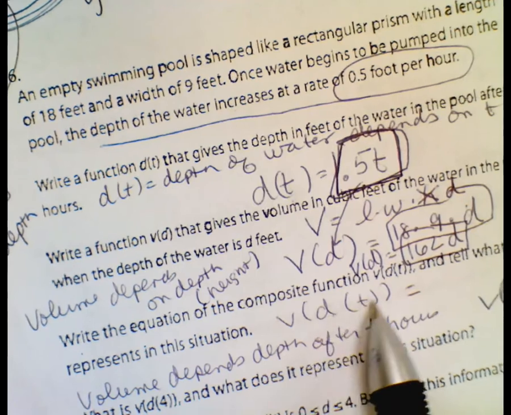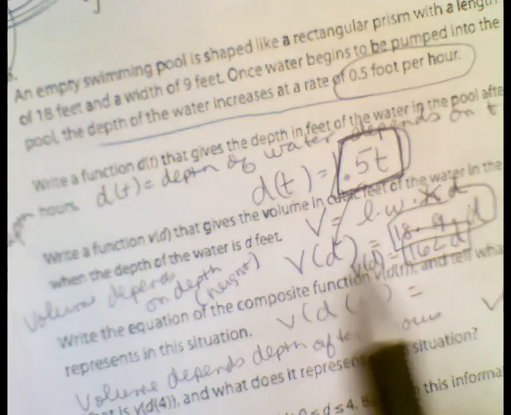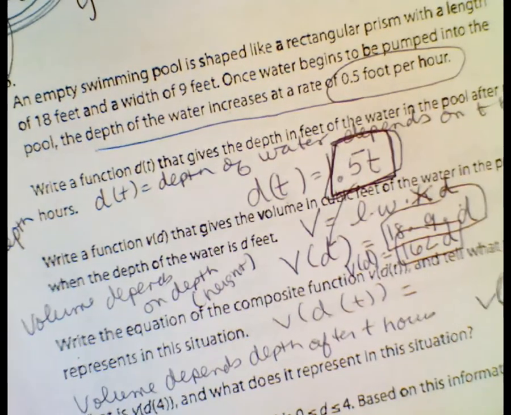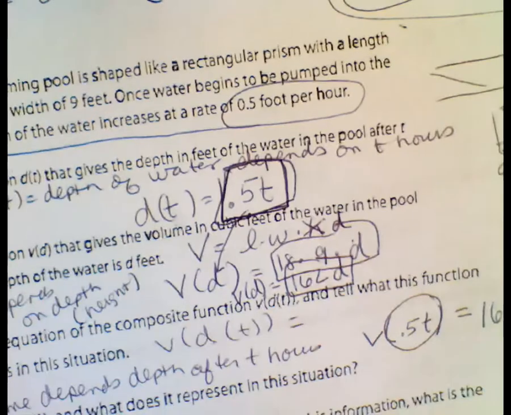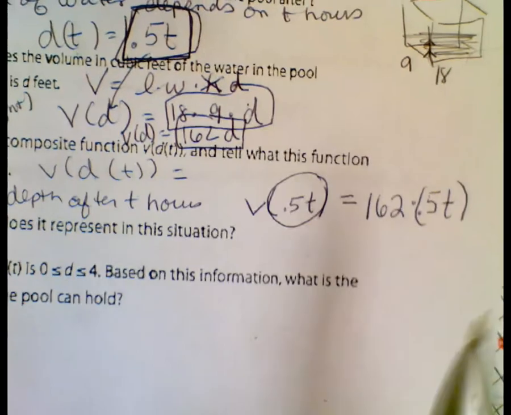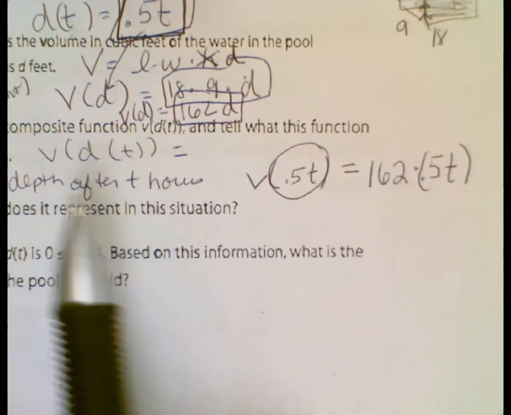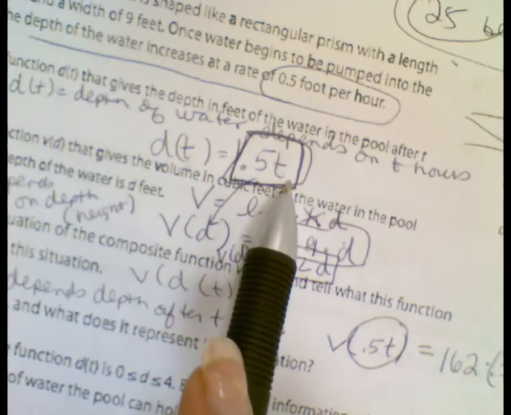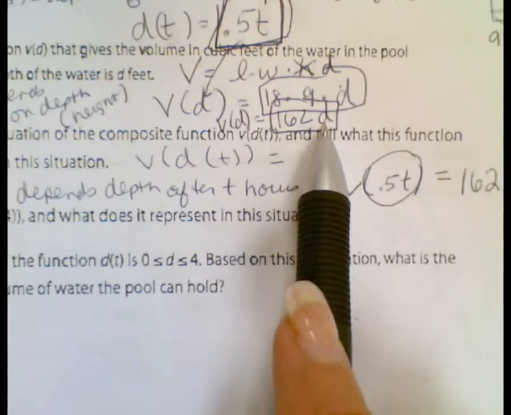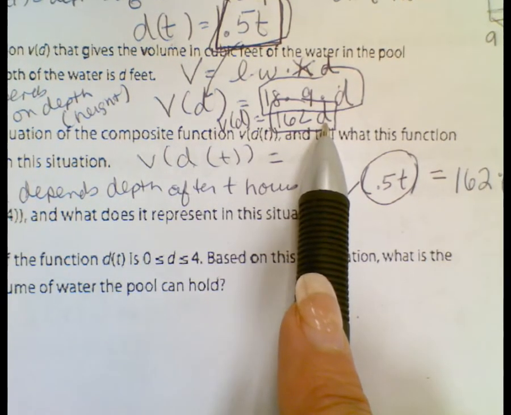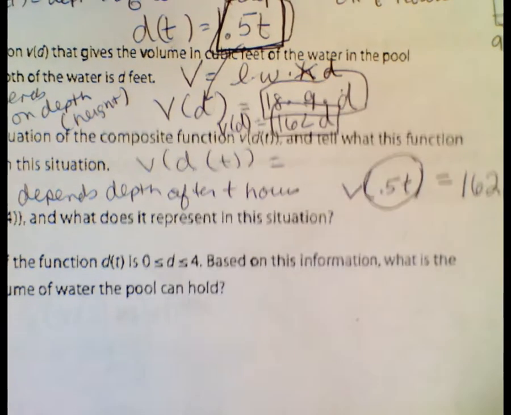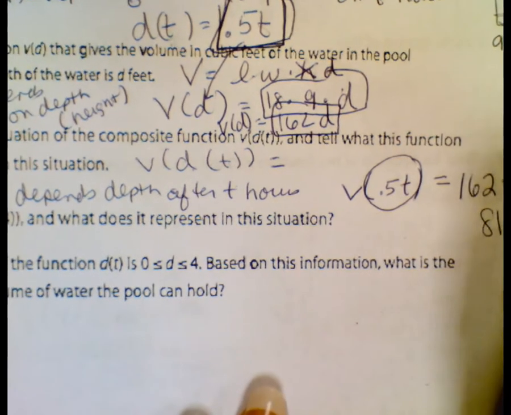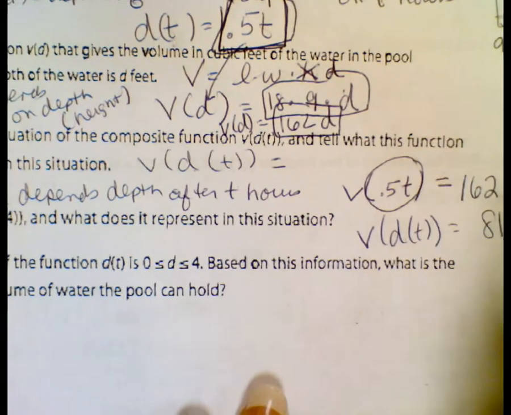It's V of D of T. So D of T is replacing D, so where the D was is now 0.5 T. I'm sorry, I'm not even on this page. Sorry, I have too many pens. All right, so it says V of D of T right here. Since D of T is 0.5 T, that goes into this D right there, which is 162 times 0.5, which is 81 T. So V of D of T is equal to 81 T.